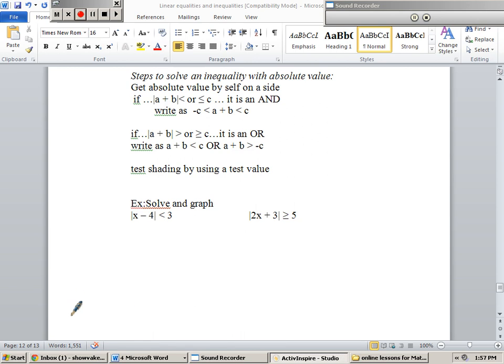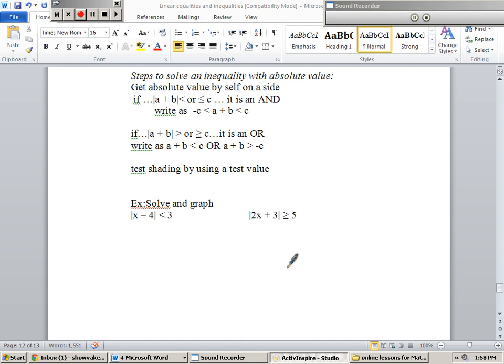If I wanted to graph it, I have an open dot at 1 and an open dot at 7. It's less than and greater than, so it's going to be an AND. Something you want to know: an AND will have the absolute value with the inequality facing it. An OR will have an absolute value with the inequality going away from it. So this was an AND, so it should look like an AND at the end. This is an OR. We have the inequality solved, and it's facing away.